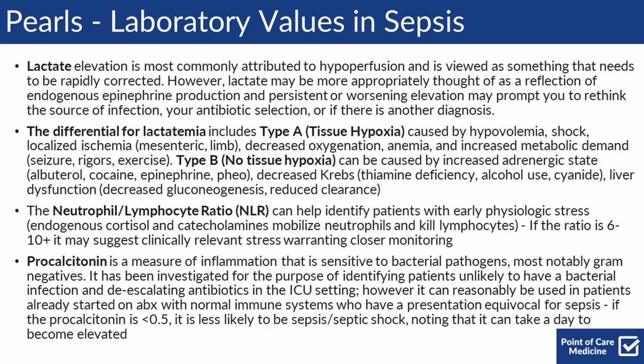Procalcitonin is a measure of inflammation that is sensitive to bacterial pathogens, most notably gram-negatives. It's been investigated for the purpose of identifying patients unlikely to have a bacterial infection and de-escalating antibiotics in the ICU setting. However, it can reasonably be used in patients who are already started on antibiotics with normal immune systems who have a presentation equivocal for sepsis. If the procalcitonin is less than 0.5, it's less likely to be sepsis or septic shock, noting that it can take a day or so to become elevated.